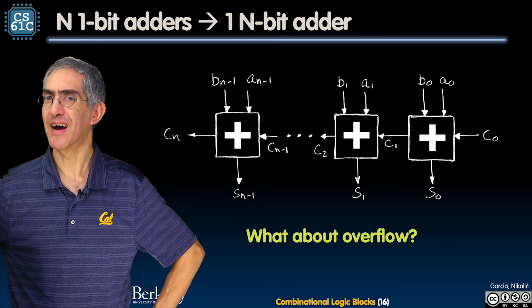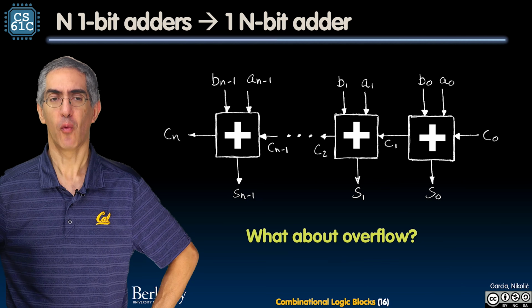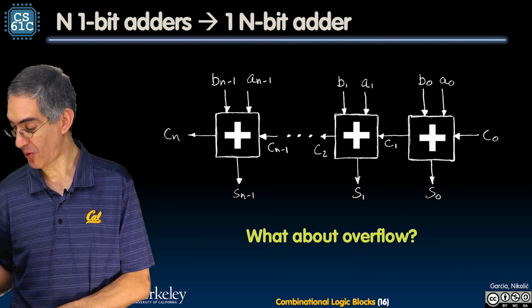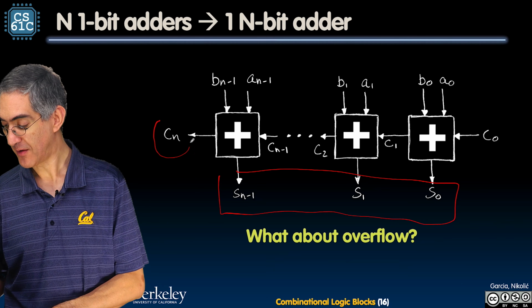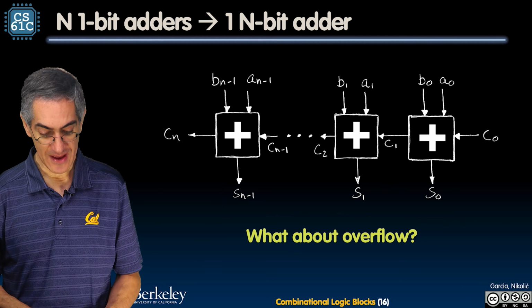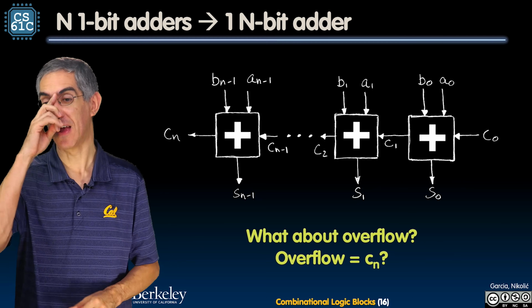If I'm doing an unsigned computation, a pure unsigned, A and B are unsigned, when does it overflow? Well, it overflows when I can't store the output here. How do you know I can't store the output here? Because this guy goes high. So actually, from an unsigned point of view, that is my overflow. For 2 unsigned numbers, that's my overflow.